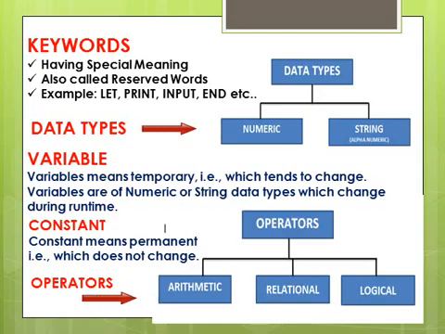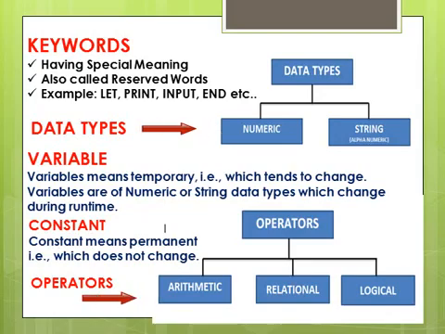The next one is a variable. Variable is something which will vary or tend to change. Variables can be numeric or string. Next one is constants. Constants are values that do not change. So constants can be numeric or string data type. It will not change during the runtime of the program.